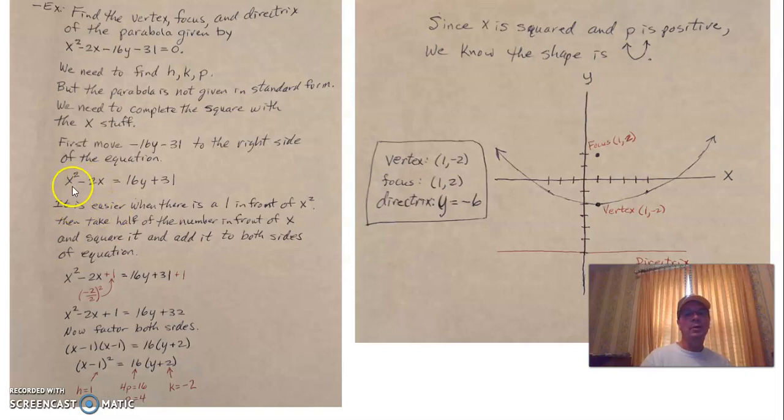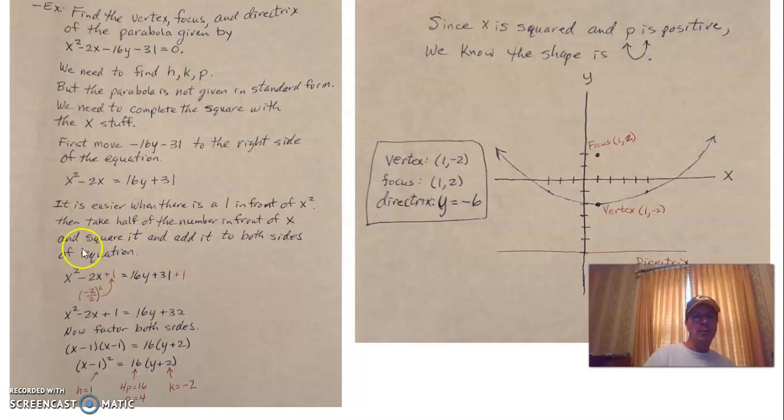Then the deal is you look at the number in front of your x in this case and take half of it. So -2 is what's in front of the x. I take half of that, which is -1, and then you square that. So -1 squared is 1, and that's what you're going to add to both sides of the equation. So you see me doing that down here.